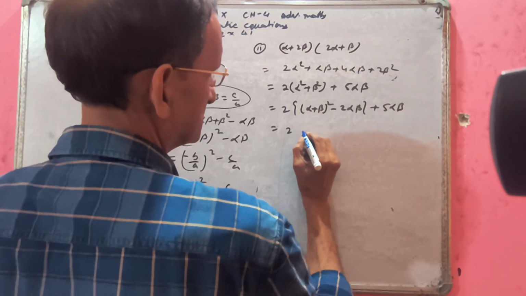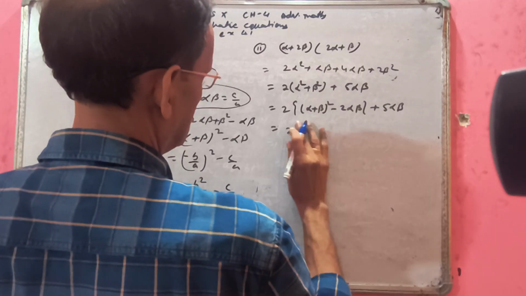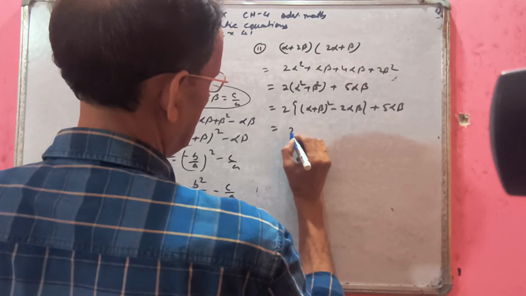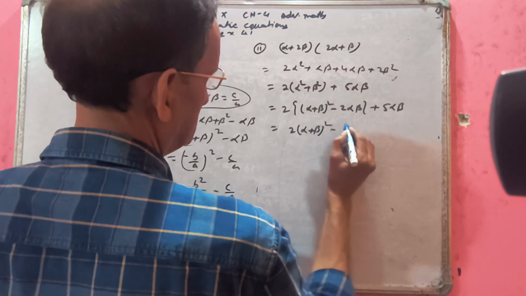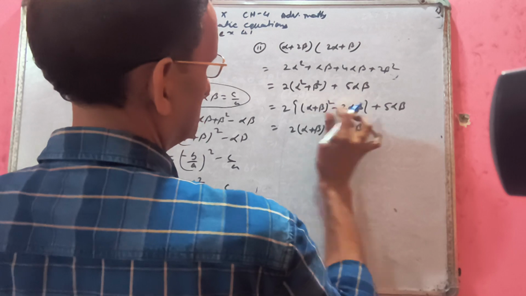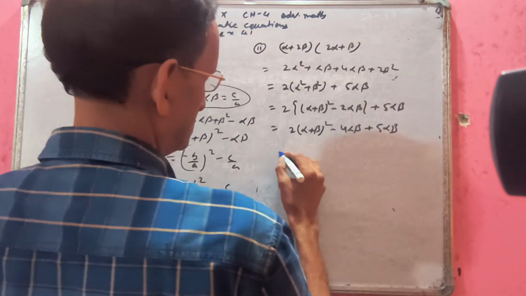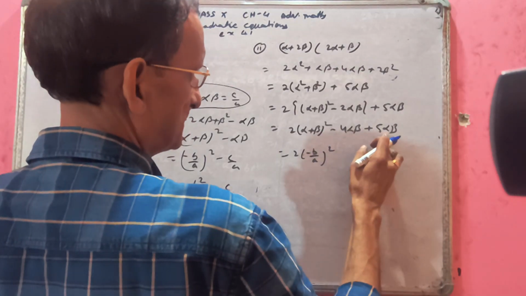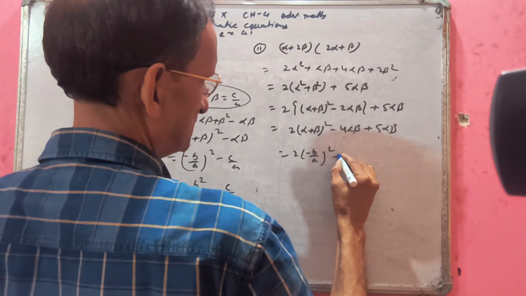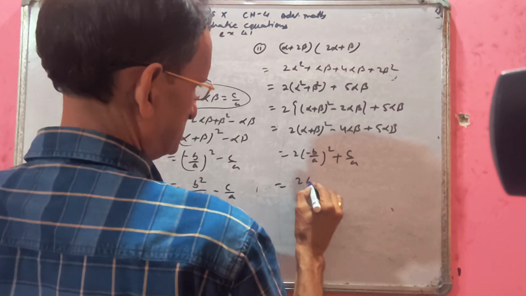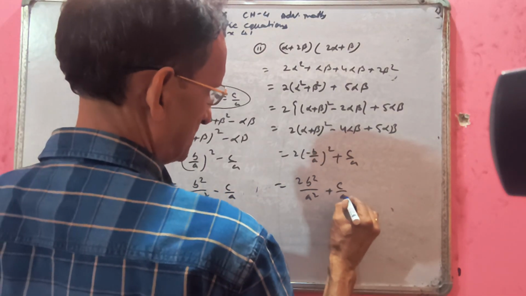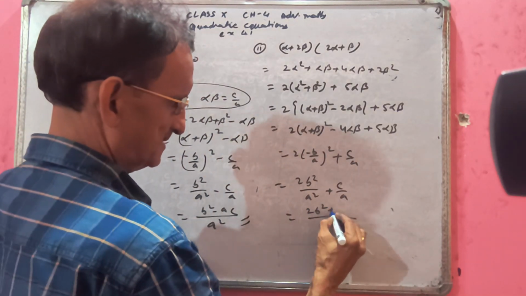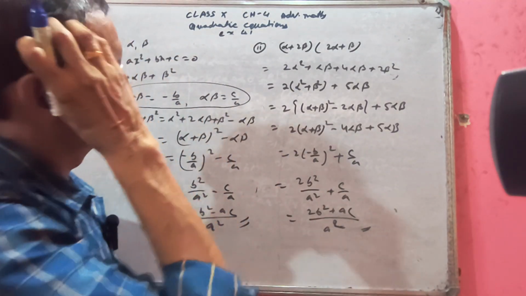What we will get? Put the value, alpha plus beta value is minus b by a, or you can one more line, you can simplify. 2 alpha plus beta whole square minus 4 alpha beta, 2 into 4 plus 5 alpha beta. So 2 into minus b by a whole square, this is 5 minus 4 is 1 plus alpha beta, which is c by a. So twice b square by a square plus c by a, so a square is LCM, what you will get? Twice b square plus ac. So this is the value.